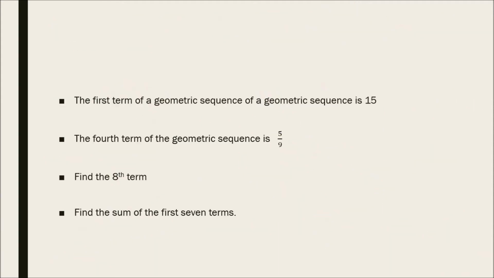Let's move on. The first term of a geometric sequence is 15. Our A1 is 15. The A4 is 5 over 9. Find the eighth term and find the sum of the first seven terms. Okay, A1 is 15. A4 is 5 over 9. So how do we find R? Put them into equations, remember? So 15 equals A1, and 5 over 9, which is A4, equals A1 times R to the power 3.